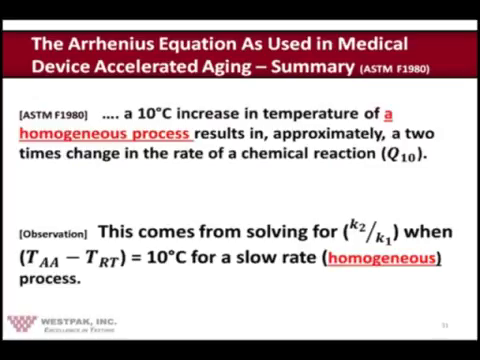And our observation on this slide is that this homogeneous process comes from solving for a rate differential, K2 over K1, when the difference between the aging temperature and the room temperature is 10 degrees C for a slow rate or homogeneous process. So those three have to be together: the rate differential, K2 over K1, the temperature differential, 10 degrees C, and homogeneous process, which basically means how fast is this reaction rate. So those are the key factors.